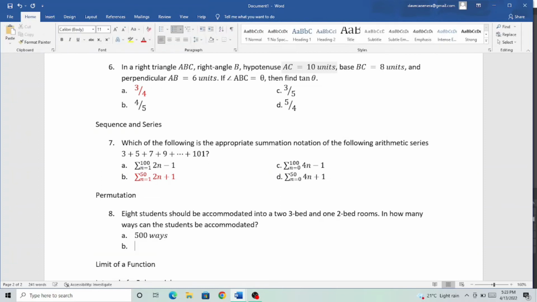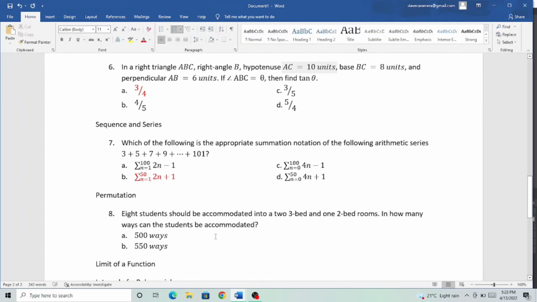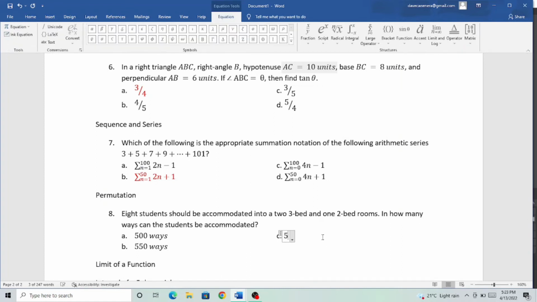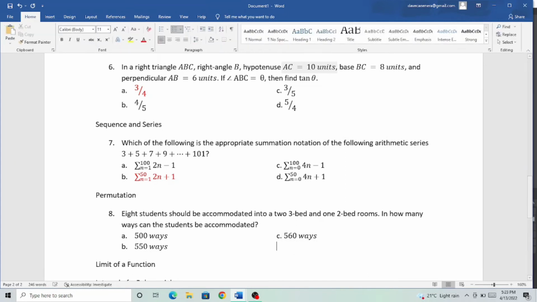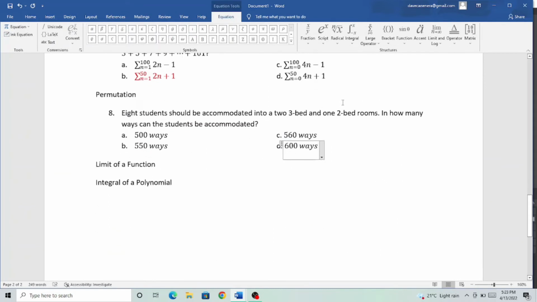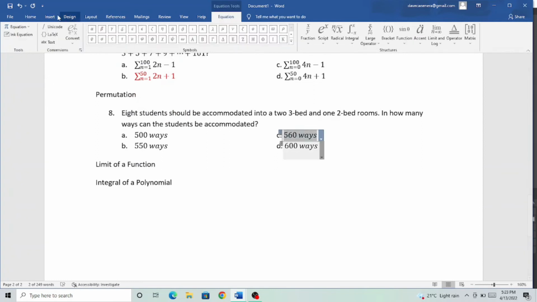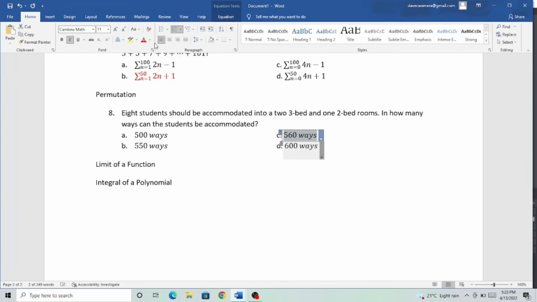500 ways. Let's say we have 550 ways. Letter C, 560 ways. Letter D, let's say we have 600 ways. So let's highlight the correct answer. We have 560 ways, right?